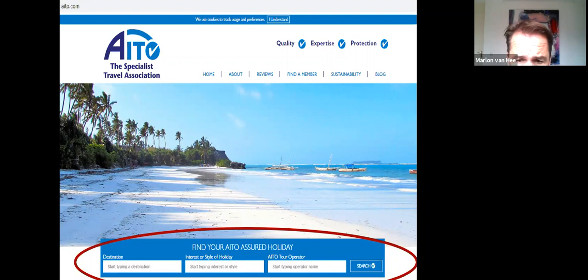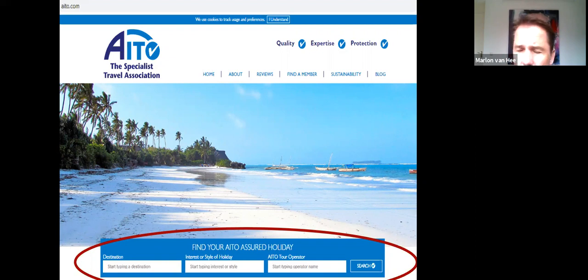When you push the search button, based on the inputs that you introduced yourself, you will get all the programs from their members that match your selection criteria. And when you click the program, you can see the name of the UK tour operator that is selling this program. So it's a way for you to find out who are the UK outbound tour operators, members of AITO, that are catering for my country, neighboring countries, etc. It's a way to make your own shortlist of UK outbound tour operators.